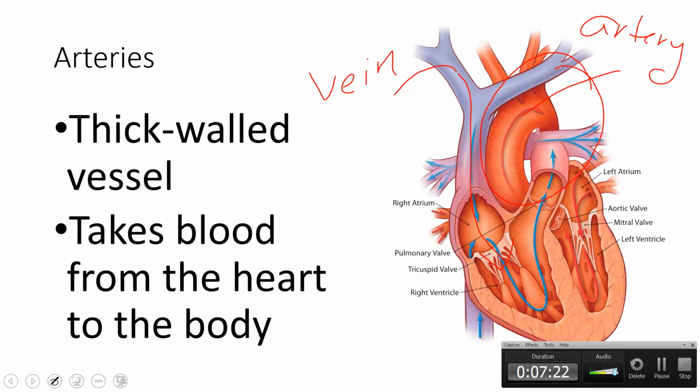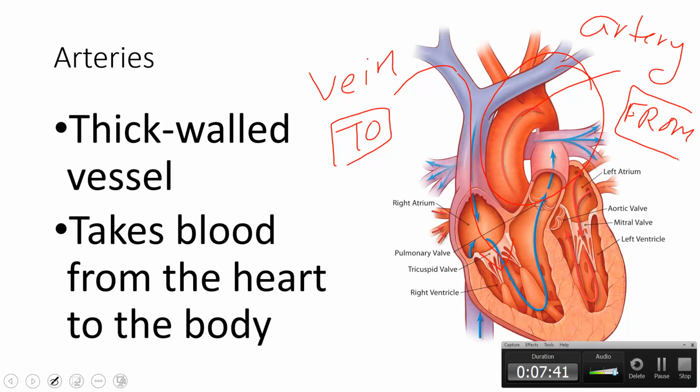So remember, the vein takes oxygen-poor blood to the heart, and the artery takes oxygen-rich blood from the heart. So vein goes to the heart, and the artery takes blood from the heart. That's the big difference between the two of them.